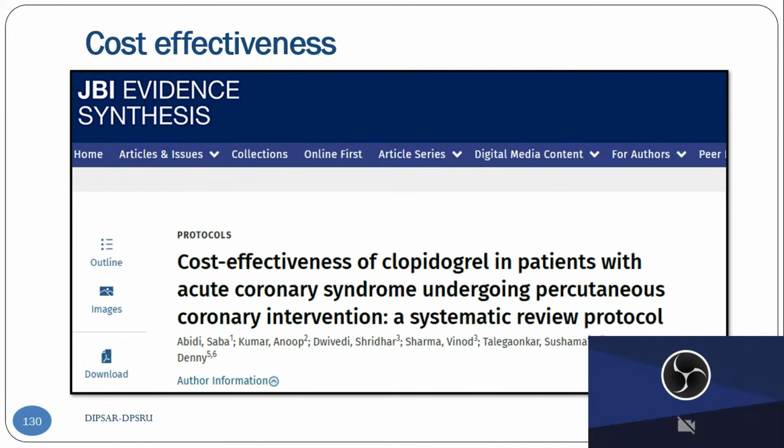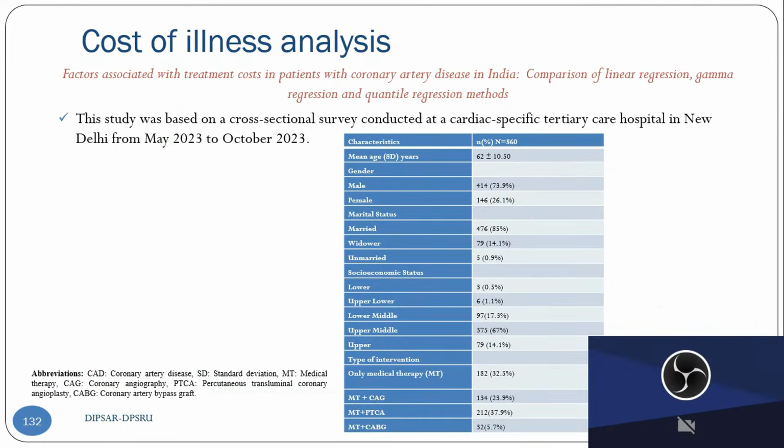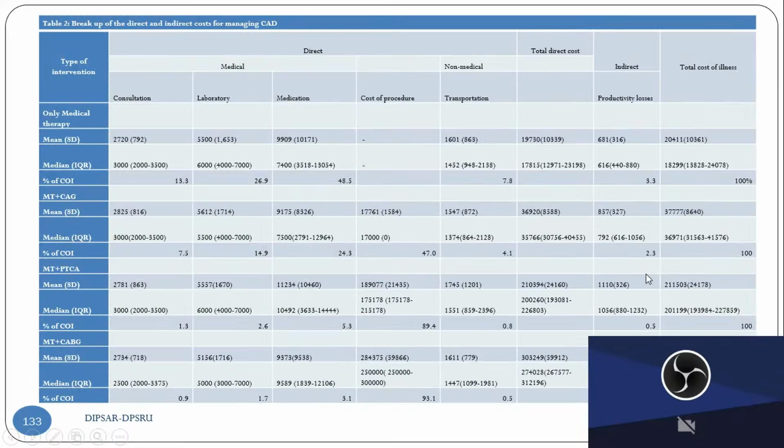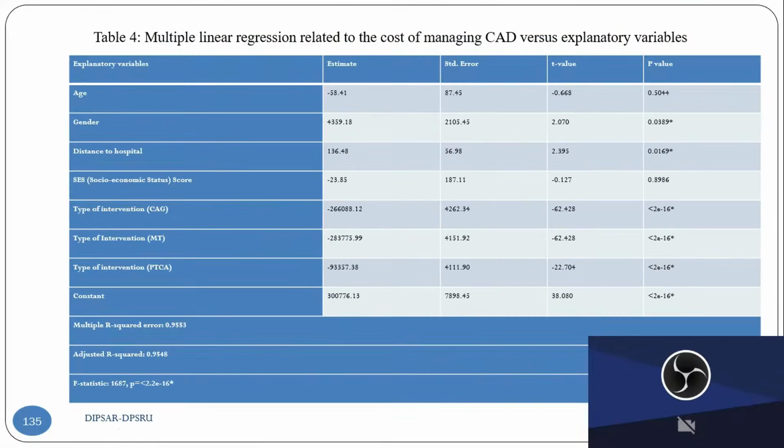This is another one where we have done cost effectiveness. First we did an SLR and registered the protocols, and this is the cost minimization study we have done. This is another study where we have done cost of illness. This was recently accepted in the journal and is going to be online, where we looked at factors associated with treatment cost in patients with coronary artery disease in India, and compared linear regression, gamma regression, and quantile regression methods. So these are the results.